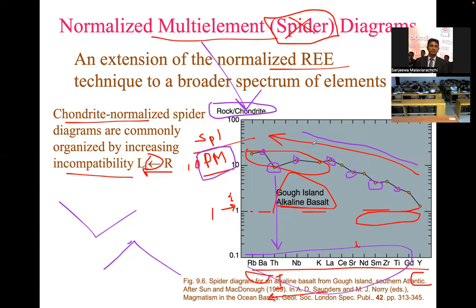It's a kind of parallel type of change you have from chondrite to primitive mantle, right? If you plot those two patterns, primitive mantle and chondrite, together in a multi-element diagram, you will see more or less parallel two curves, but not very drastic patterns, right? But remember, for multi-element plots, we use the primitive mantle composition rather than chondrite composition.